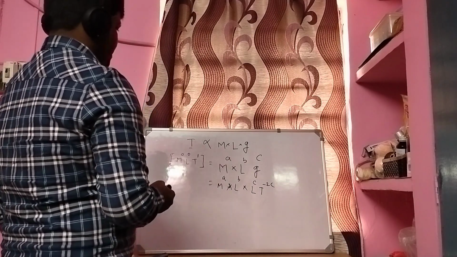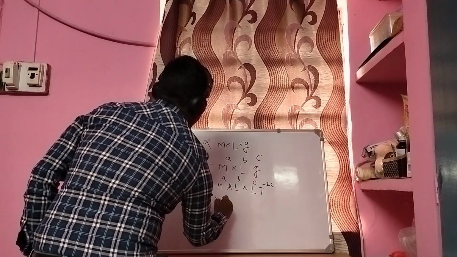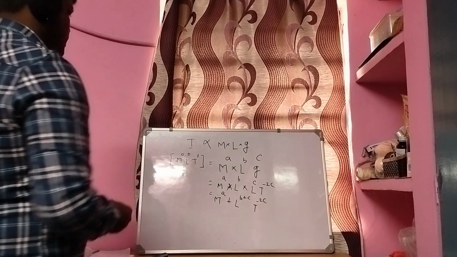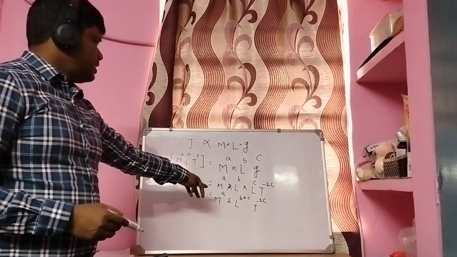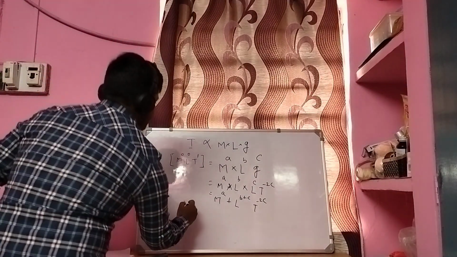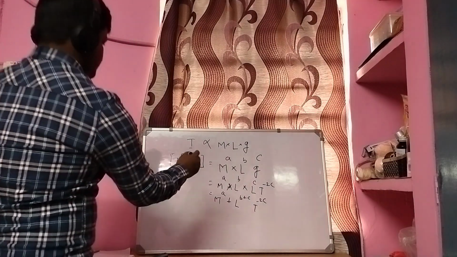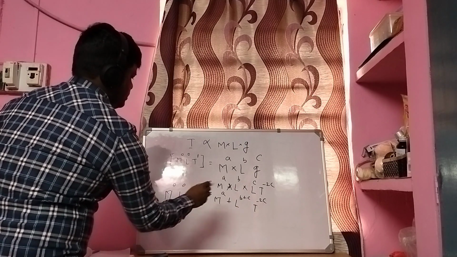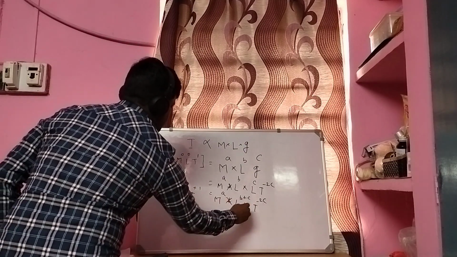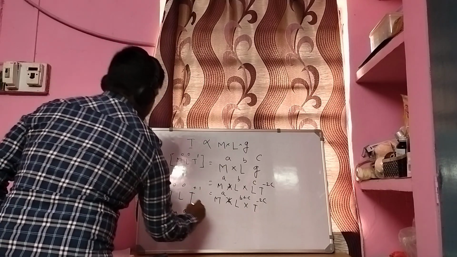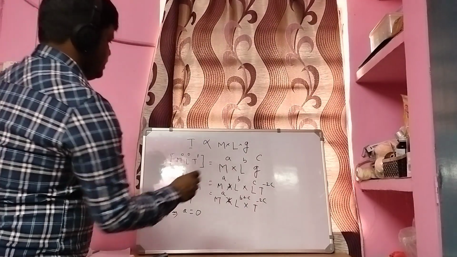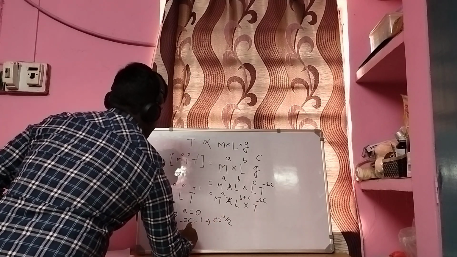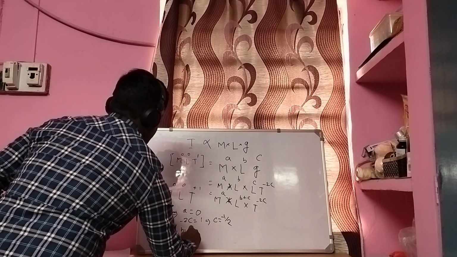So this comes to m to the power a, l to the power b plus c, and t to the power minus 2c. Now this has been written in terms of fundamental quantities. Now we can equate it with m to the power 0, l to the power 0, t to the power 1. Then a is 0, and minus 2c equal to 1, means c equal to minus half, and b plus c equal to 0. This means b equal to minus c, it's plus half.